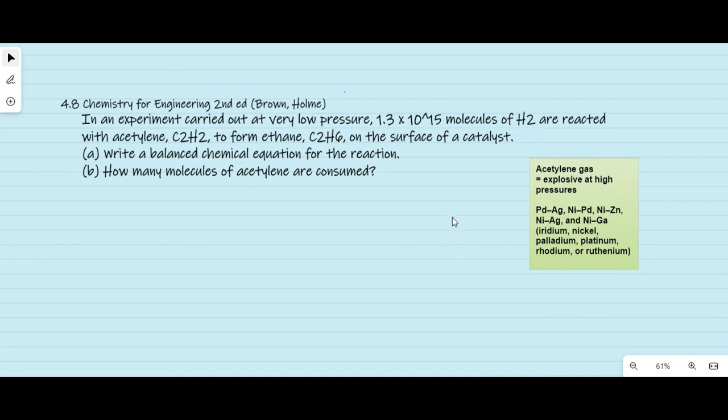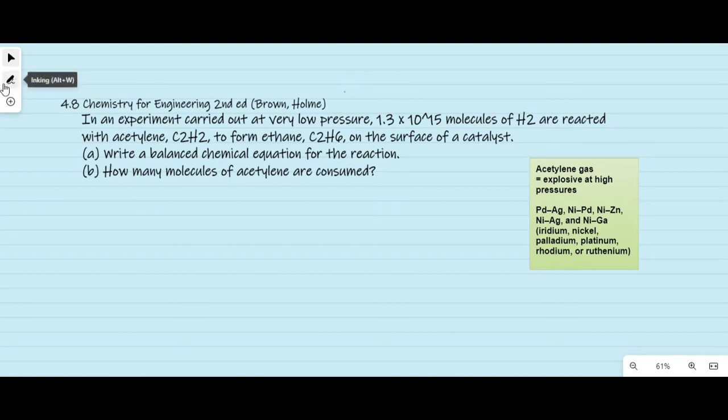So we have a problem here. It's taken from chapter 4 of Chemistry for Engineering, second edition by Brown and Holm. The problem states that in an experiment carried out at very low pressure, 1.3 times 10 to the 15 molecules of hydrogen are reacted with acetylene to form ethane on the surface of a catalyst. We are asked to write a balanced chemical equation for this reaction, and we need to find the number of molecules of acetylene consumed. This is a stoichiometry problem.